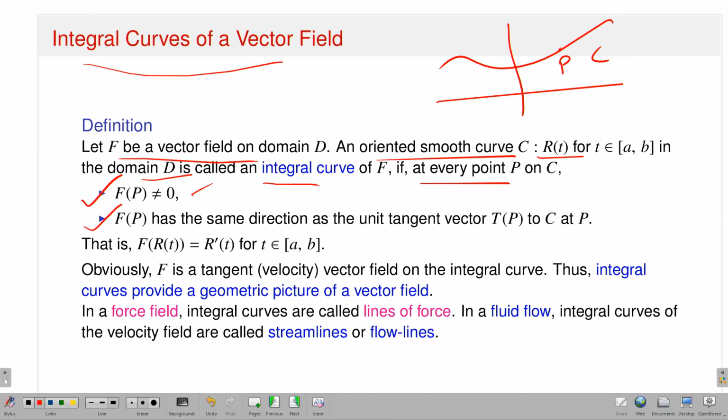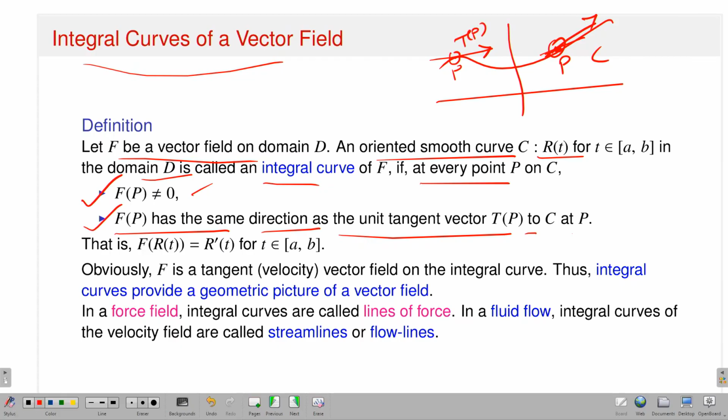Number 2, I assign a vector at the point P, that is, F acting on P. And what is that vector? It says that F of P has the same direction as the unit tangent vector T of P to C at the point. So this is my point P, and this is the tangent, T of P.